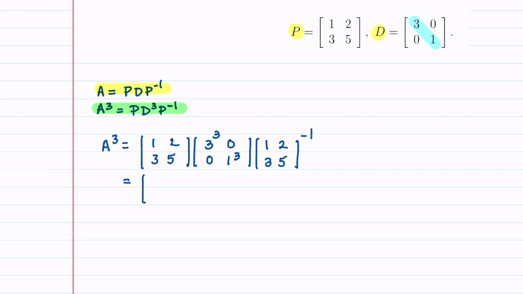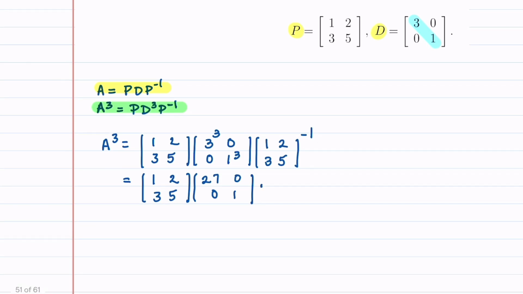We're going to recopy our P, 1, 2, 3, 5. And then let's go ahead and multiply out our D cubed. So this just becomes 3 cubed, which is 27, 0, 0, 1. And then let's go ahead and find the inverse.